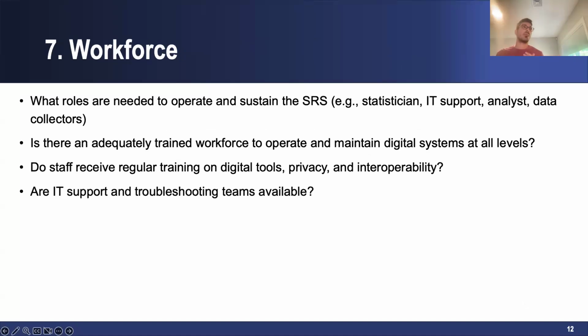Last category is workforce. So this is really focusing on people and support. So what roles are needed to operate and sustain the SRS? I know that this is a key component of SRS program design. How is that workforce going to be trained to operate and maintain the digital systems at all levels? So what will the statistician's login role look like into the system? What will the data collector's login role look like into the system? And how will they be adequately trained over time to both maintain the system, but also maybe understand how to troubleshoot?